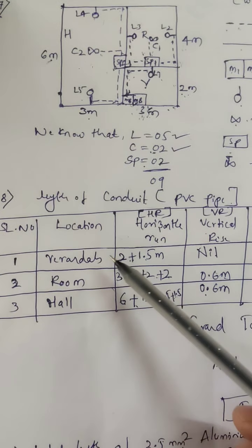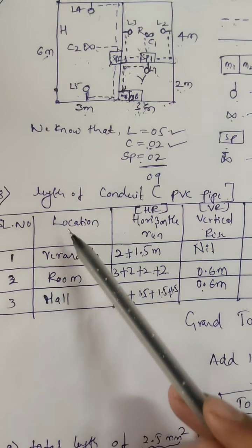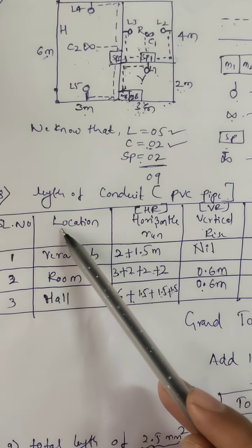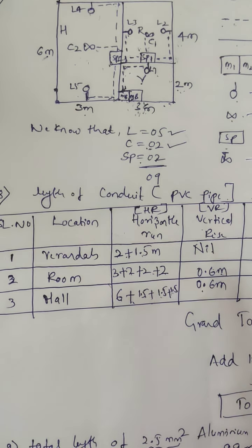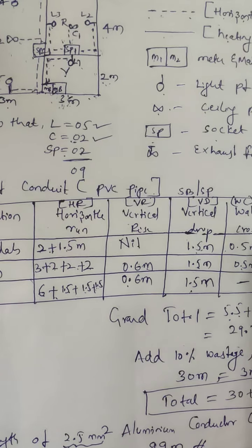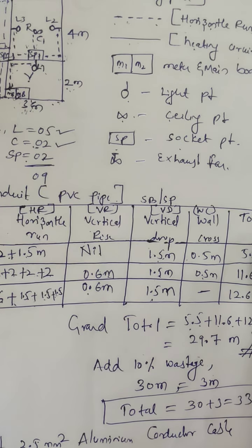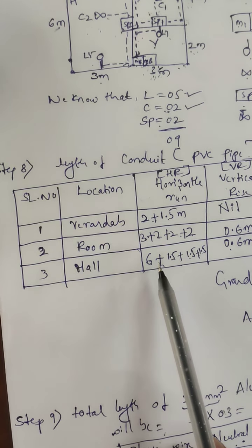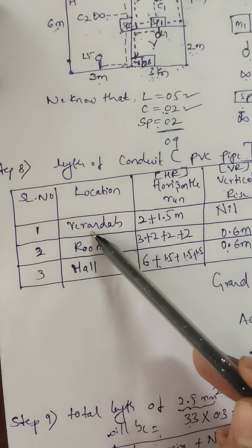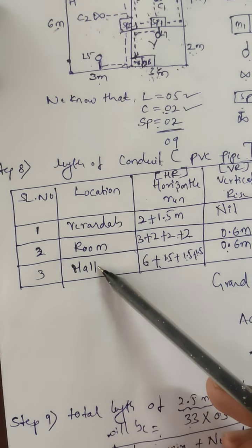So now, very important, all of you listen carefully. In the location, first you draw the table: location, horizontal run, vertical rise, vertical drop and wall cross. And this is the total length of pipe. So we are doing the total length of PVC conduit calculation. So location: veranda, room, hall.